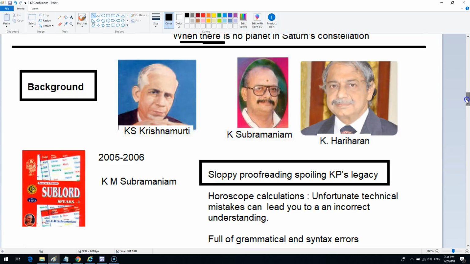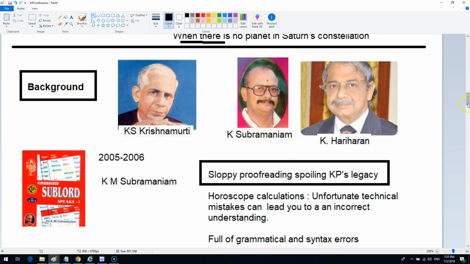And one of the very disappointing things is that so far, whatever work they have produced is very disappointing. They were not able to create a community around Krishnamurti, though there are worldwide followers, people who are passionate about KP astrology, but both K. Subramaniam and Hariharan failed in creating any kind of community. There is no website, there are no groups, there is no community around the KP followers where all these things can be discussed. And so that's one of the major drawbacks with both the sons of Krishnamurti.